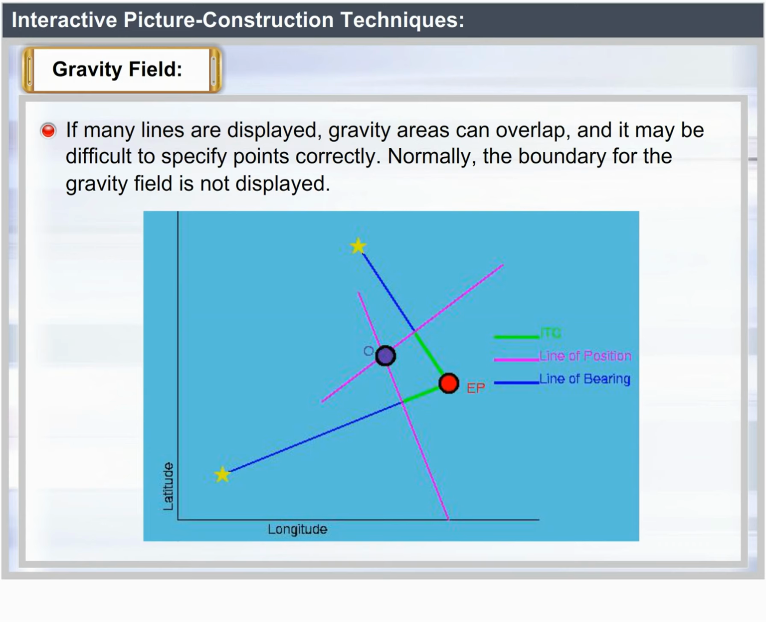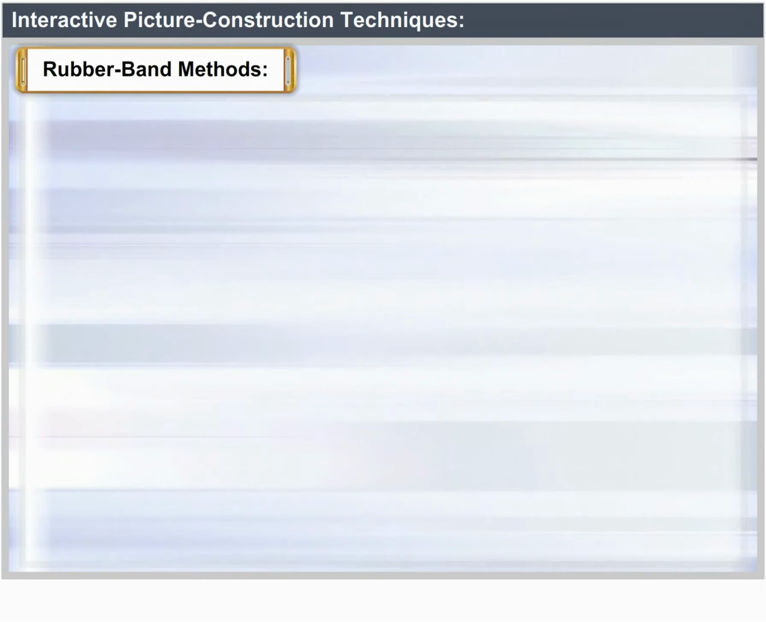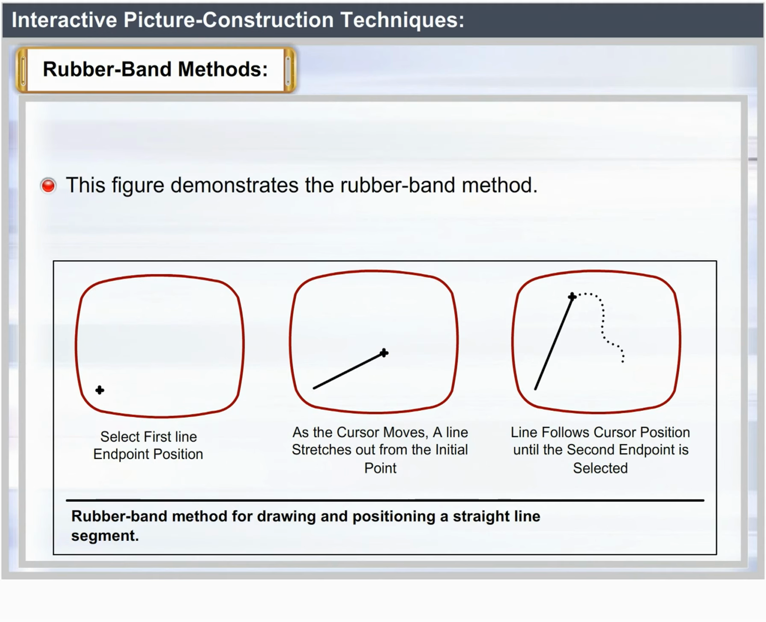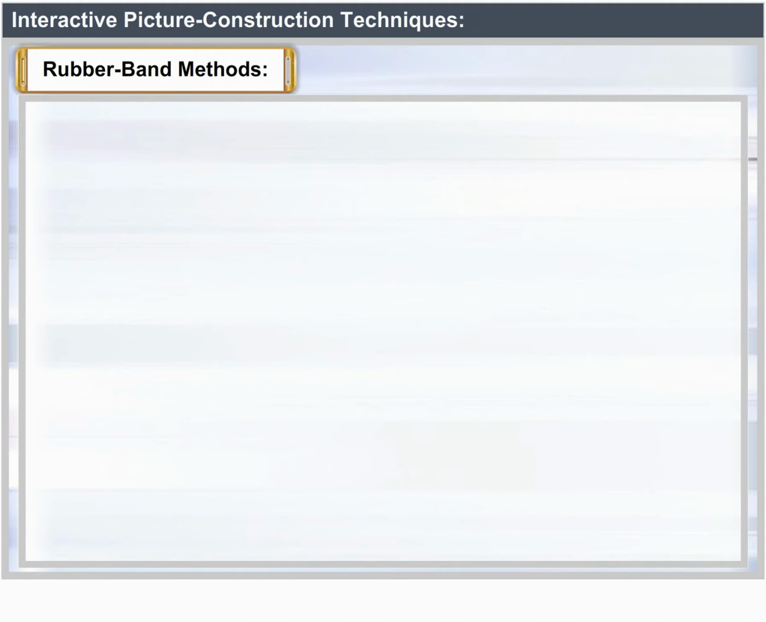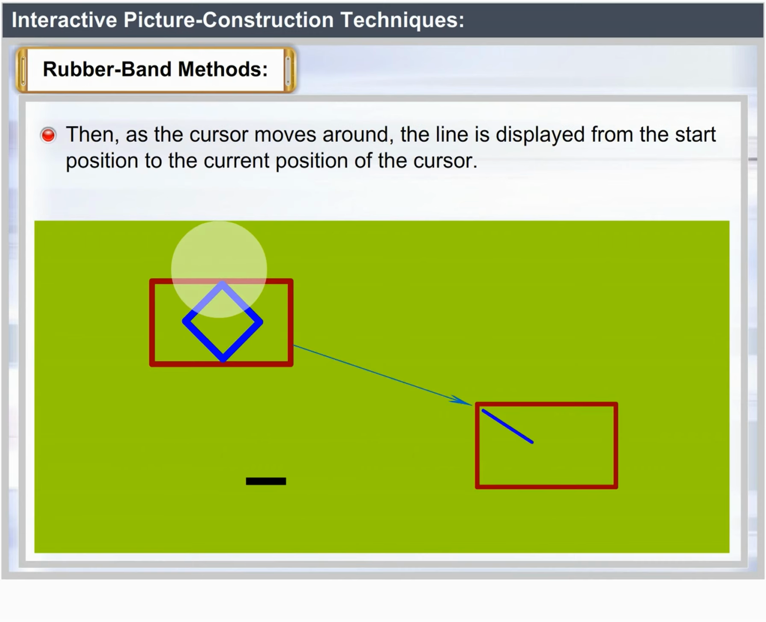Rubber band methods. Straight lines can be constructed and positioned using rubber band methods, which stretch out a line from a starting position as the screen cursor is moved. This figure demonstrates the rubber band method. We first select a screen position for one endpoint of the line. Then, as the cursor moves around, the line is displayed from the start position to the current position of the cursor. When we finally select a second screen position, the other line endpoint is set.